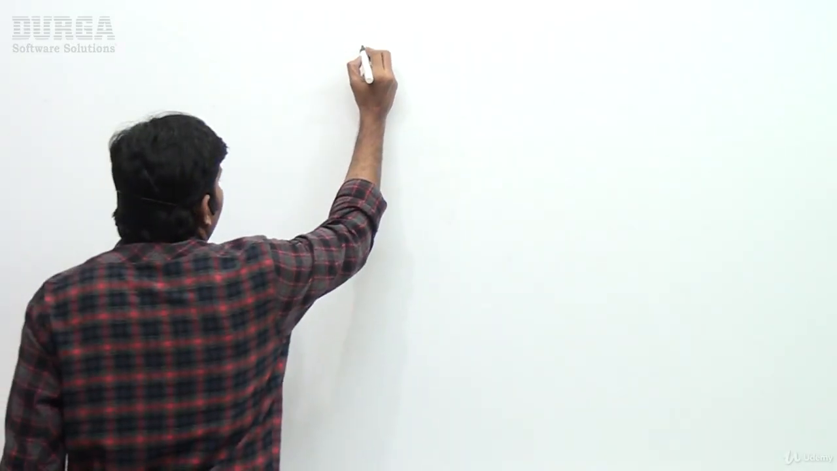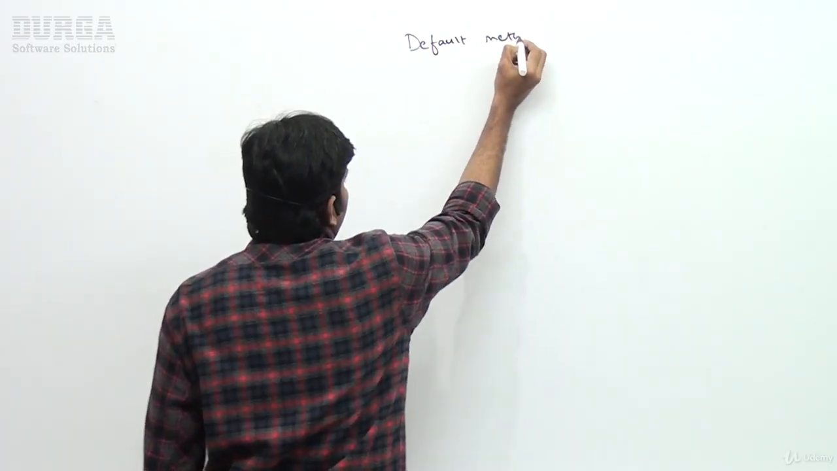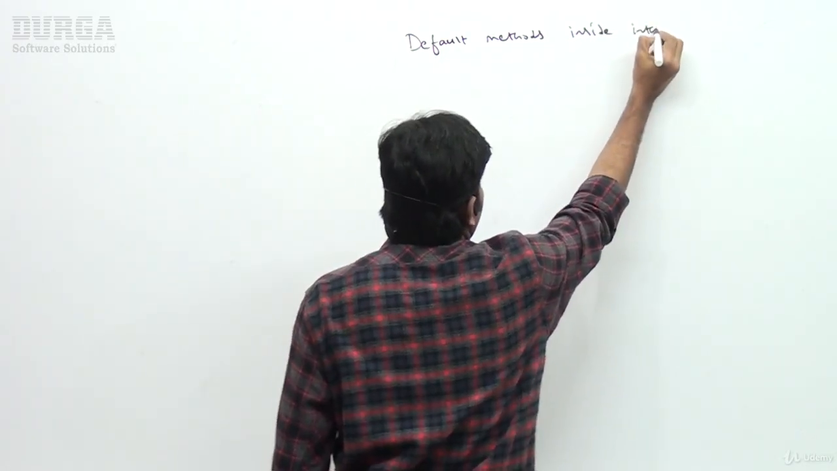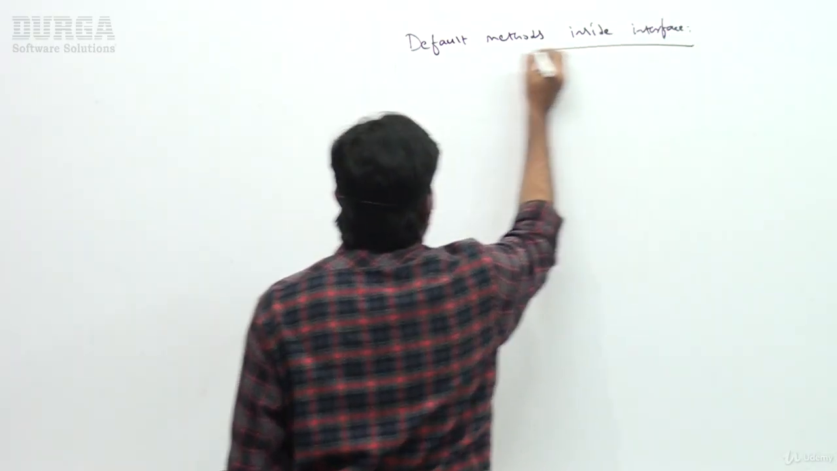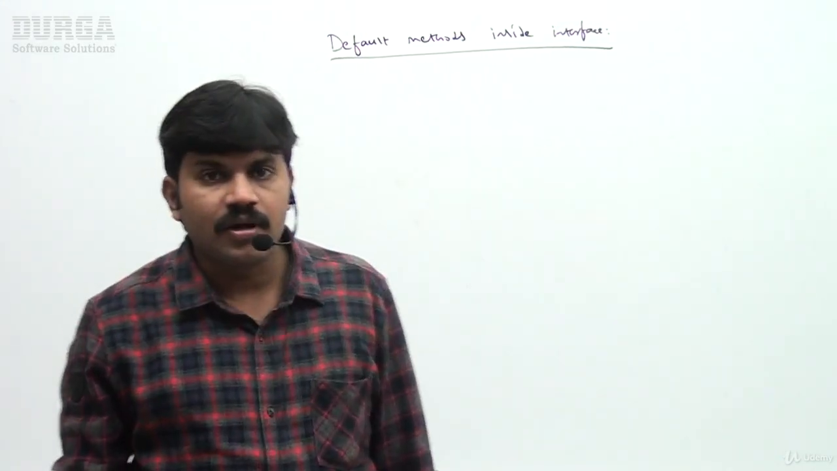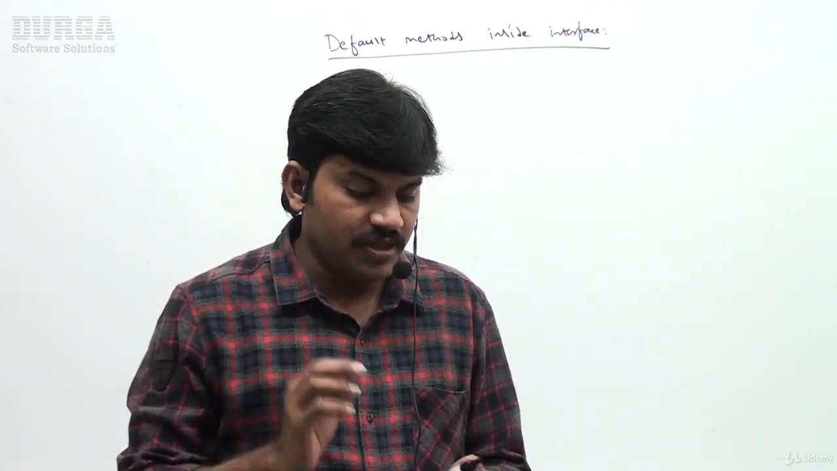Sir, what is the next terminology we require to talk about? What is the next new feature that came in the 1.8 version? The next topic I have to discuss is default methods. What is the concept? Default methods inside interface. This is the concept we have to talk about. What is a default method? What is the need? How to declare it? Next, what is the advantage of these default methods? That part I will discuss.